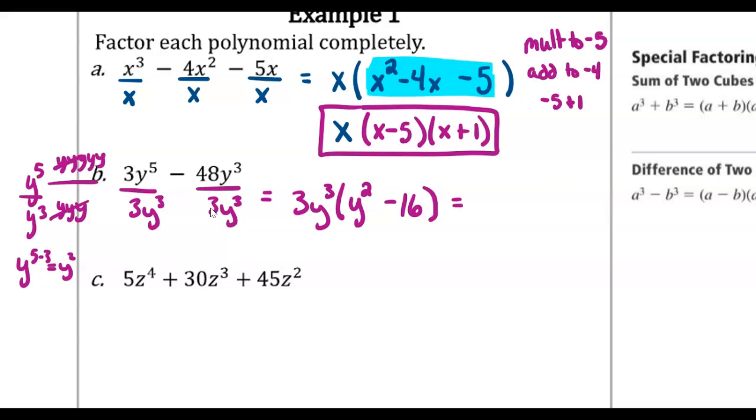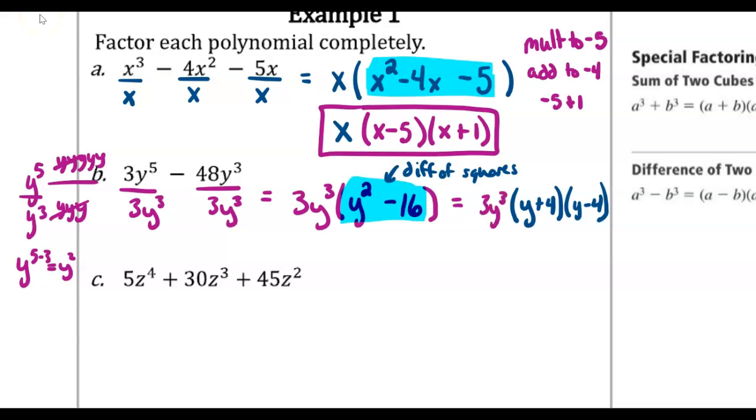So now this is not quite done yet. If you notice this part right here in the parentheses, this has a special pattern. That is a difference of squares. Out, you square root the y squared, you get y. You square root the 16, you get 4. So you have y plus 4, y minus 4, and don't forget, you still need to have that 3y cubed out in front. Don't forget to write that as part of your answer. And that is fully factored.